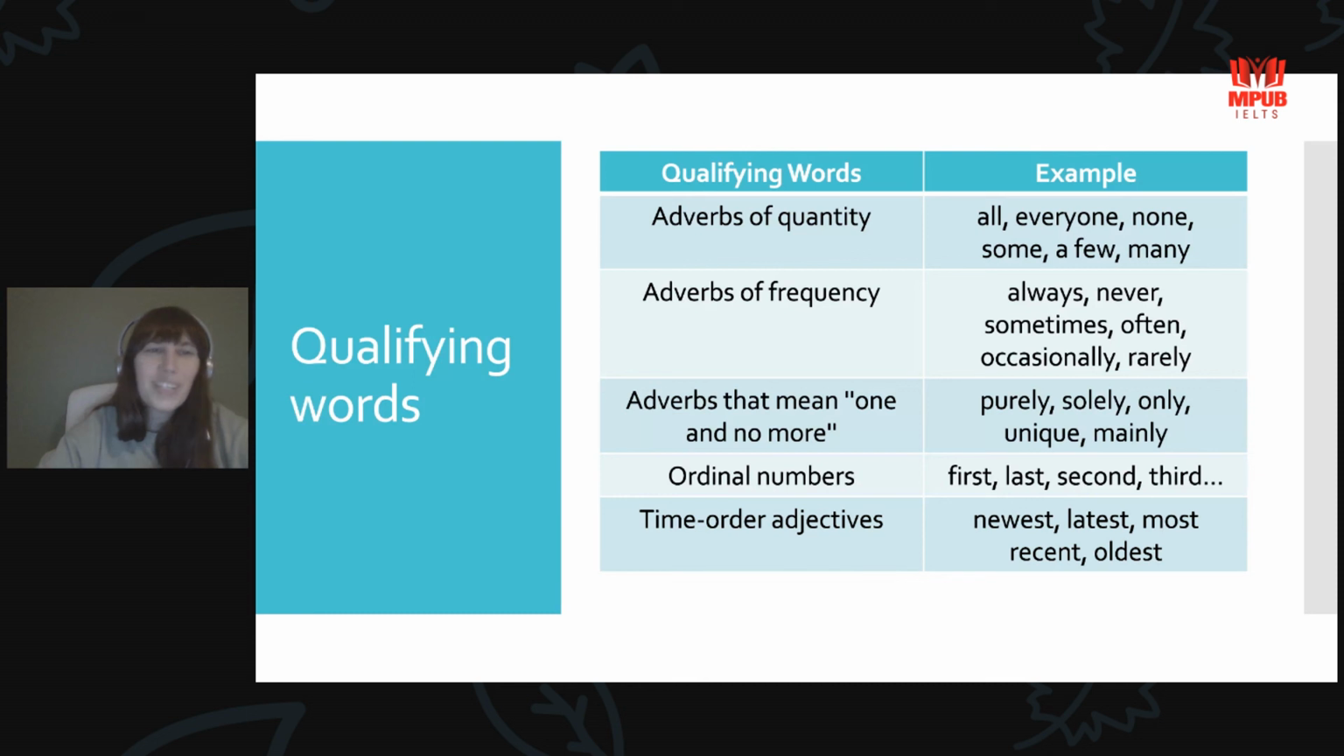So qualifying words can be put into the following categories. You can have adverbs of quantity, such as all, everyone, none, some, a few, and many. You can also have adverbs of frequency, such as always, never, seldom, occasionally, etc. And these words will change the statement meaning, so watch out for them. Also, adverbs that mean one and no more, such as purely, solely, only, mainly. Look out for them. And then we've got our ordinal numbers such as first, second, third, etc. They will change the meaning of a statement. And lastly, we have some time order adjectives such as newest, latest, most recent, etc.